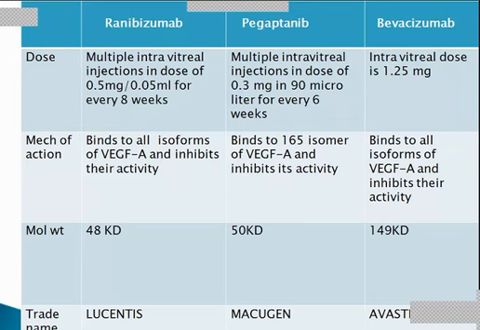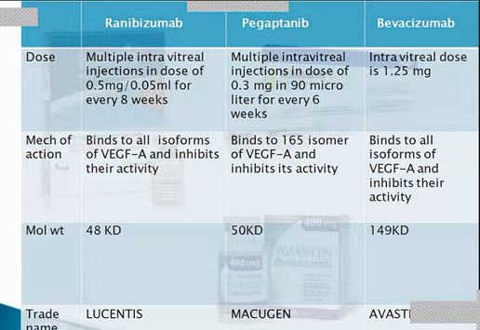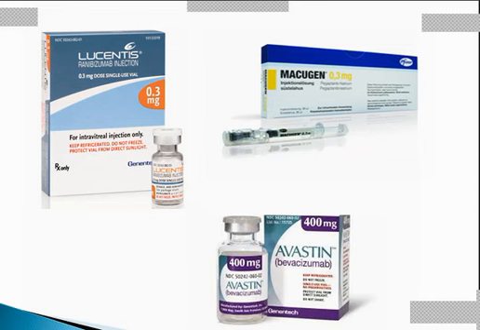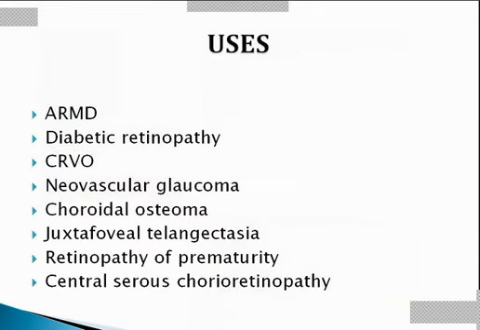The trade name is Avastin. And these are available anti-VEGF drugs. And these are used to treat age-related macular degeneration, proliferative diabetic retinopathy, central retinal vein occlusions, neovascular glaucoma, choroidal osteomas, juxtafoveal telangiectasia, retinopathy of prematurity, central serous retinopathy.